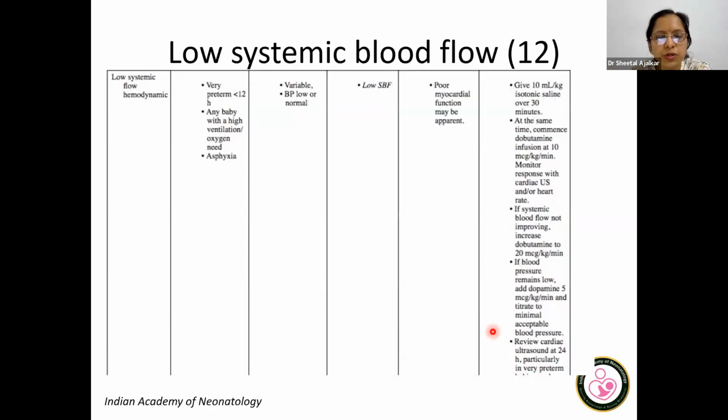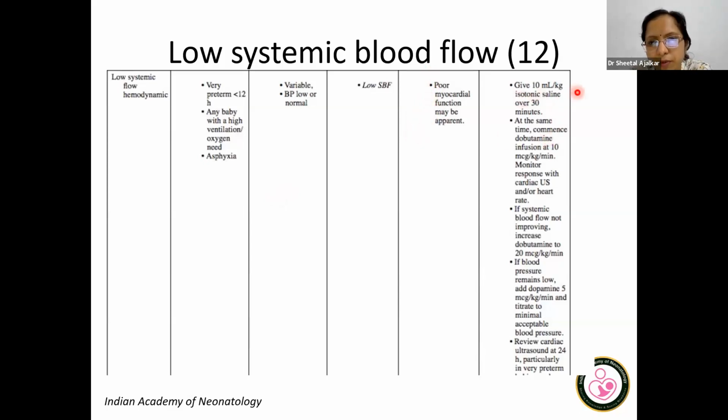So if there is low systemic blood flow, how will we manage it? It is common in very preterm babies in the first 12 hours of life, or in any baby with high ventilation or oxygen need, or asphyxia. So low blood flow can be there, as we had discussed. The BP can be low or normal, but the main thing is low systemic blood flow. There could be poor myocardial function, which may or may not be apparent.